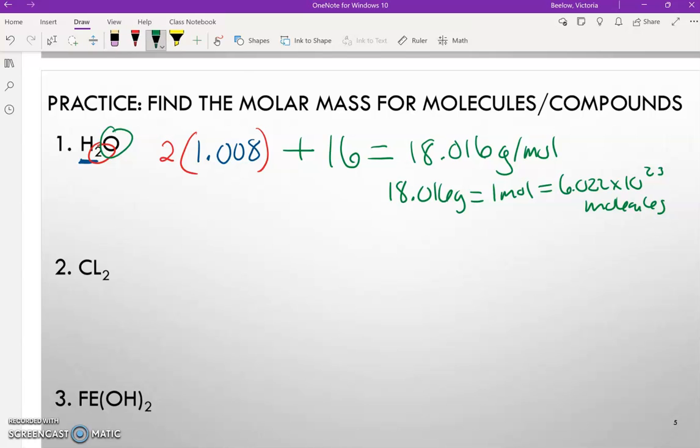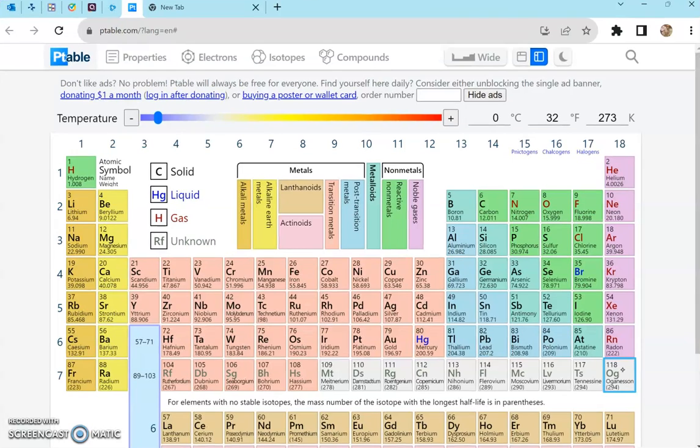Let's do another example. Please note that this should be a lowercase l. This should also be a lowercase e, because on the periodic table, if you have 2 letters in the chemical symbol, that second letter should always be lowercase. So next we have chlorine, which is Cl2. This time we only have one element, chlorine, which is right here. And its molar mass is 35.45.